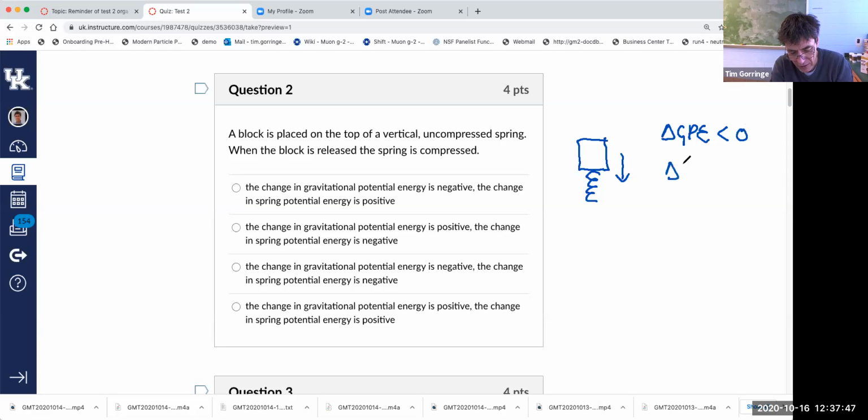On the other hand, the spring potential energy, well, the spring was uncompressed. It was at equilibrium length. Now we've compressed it. And so we've stored energy in the spring. If you think of spring potential energy as being 1/2 kx², at equilibrium length, x was zero. Now, when we compress the spring, x is no longer zero. And so you get a positive stored spring potential energy, 1/2 kx². And so that's the answer to that one. So we're looking for negative change in gravitational potential energy, positive change in spring potential energy, this one here.